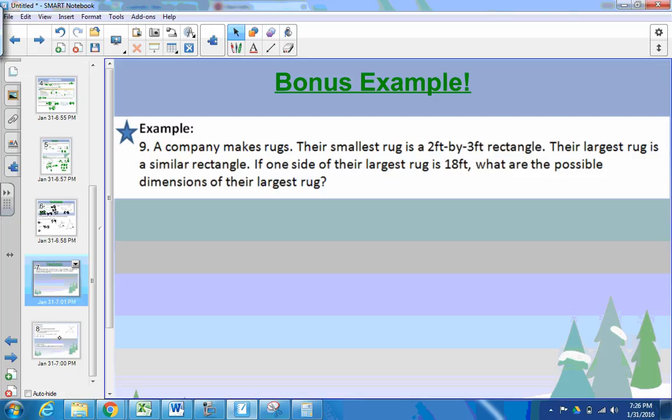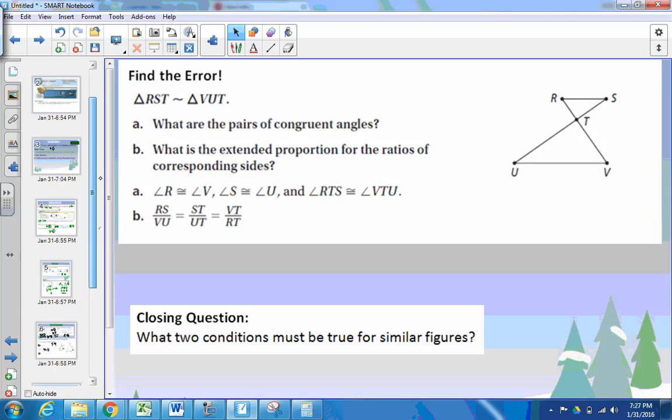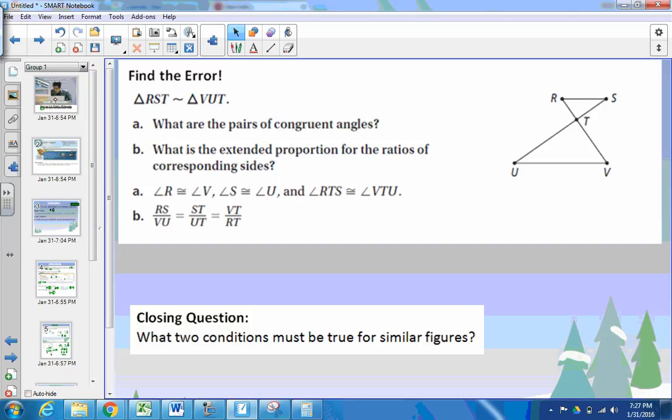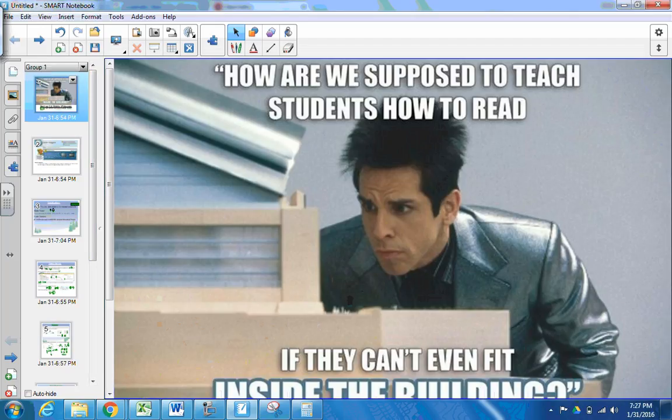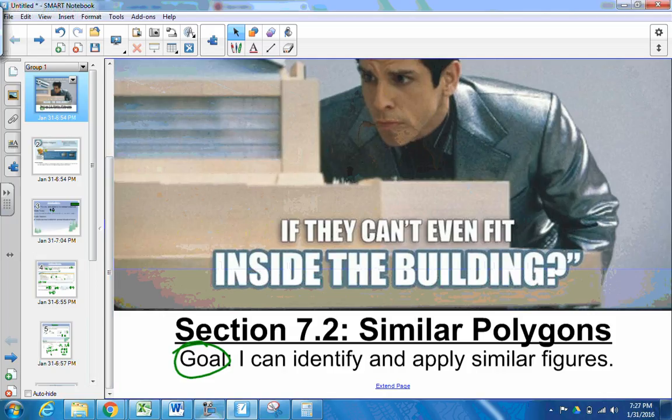All right, and finally, to close it up, there's an error analysis and one closing question. And the closing question says, what 2 conditions must be true for figures to be similar? And that is our section 7.2. So hopefully you understand now why I brought up this Zoolander reference of this miniature model. So looking back at your goal, I hope you learned something from that. We'll talk to you next time.